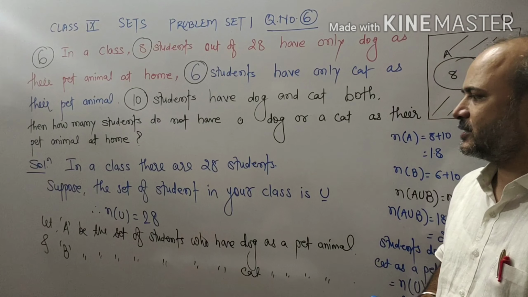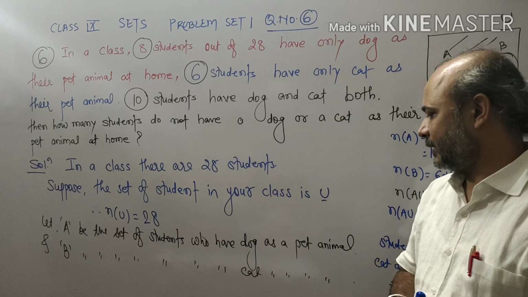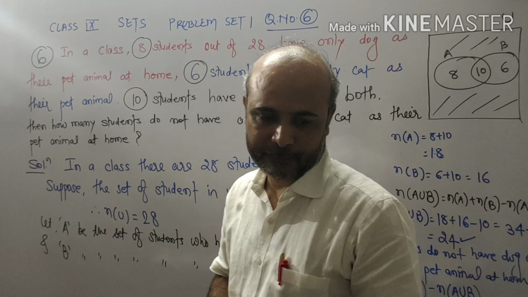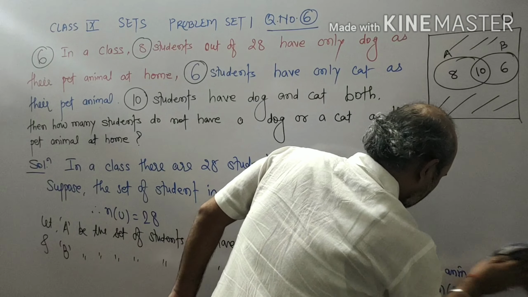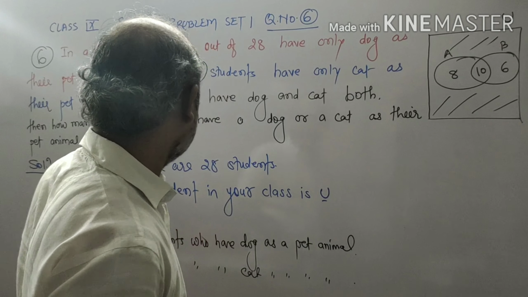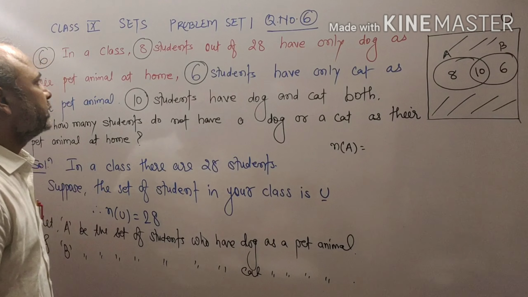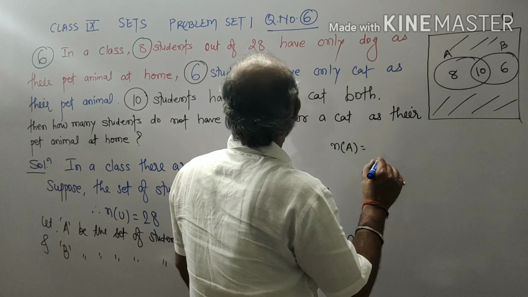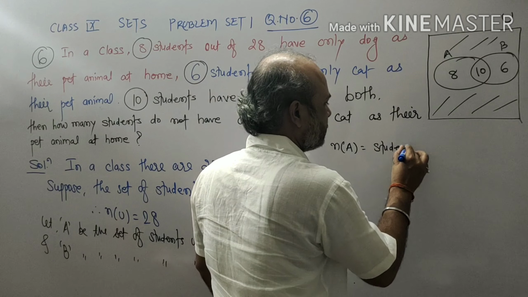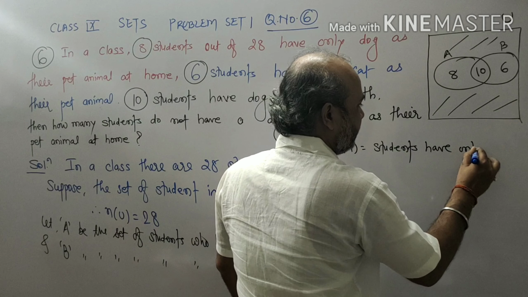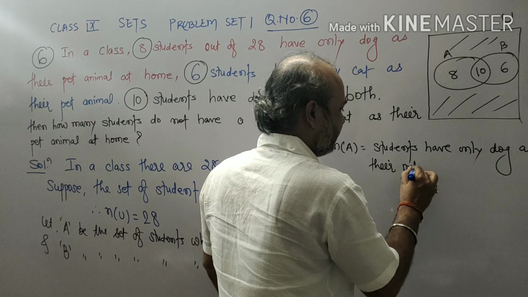Okay, student. What we will consider? Suppose A be the set of students who have dog as a pet animal, and B is the students who have cat as their pet animal. Now student, so what will be the number of A? So number of A student, number of A is equal to what? Students have only dog as their pet animals.